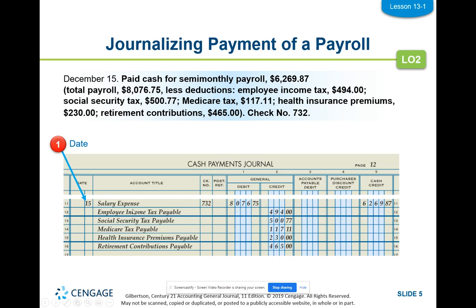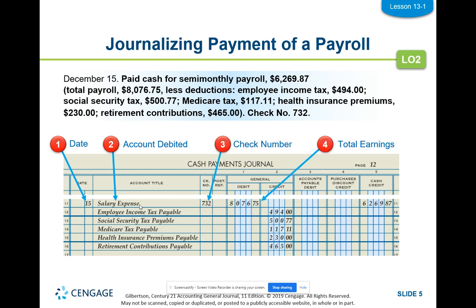Okay, so we're going to start by putting the date. December the 15th is our date. The account that we're going to debit is going to be salary expense. It's always going to go on top. Check number we're writing. And then we're going to put the total earnings. So this is everything. This includes how much we're giving them in paychecks and then how much we're also going to have to pay the government at a later time. We're going to put the amount paid to employees. We've calculated that in the last chapter. And then all the accounts that are going to be credited, which is all of our payables, which are liabilities.